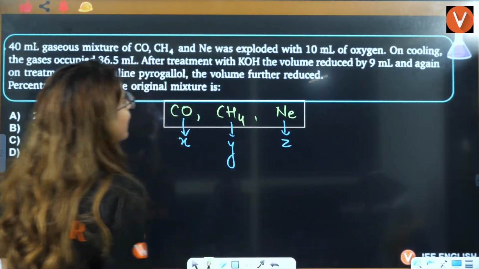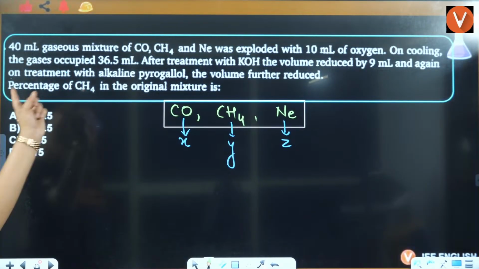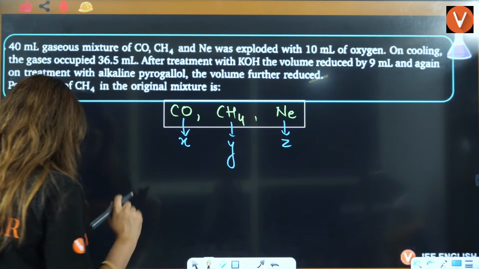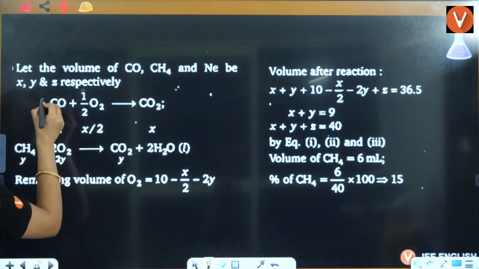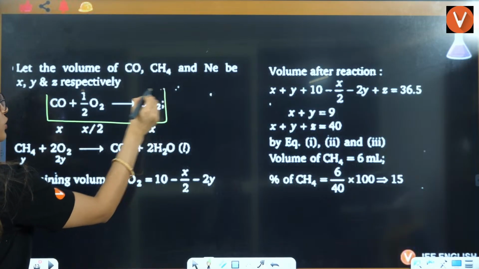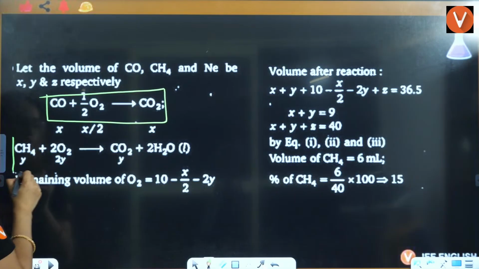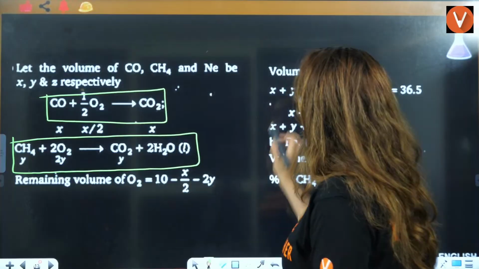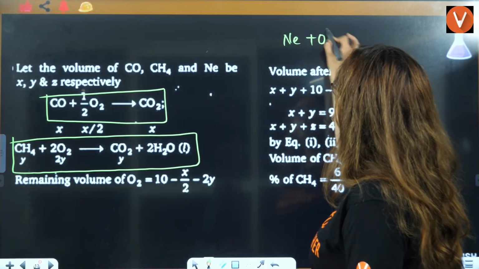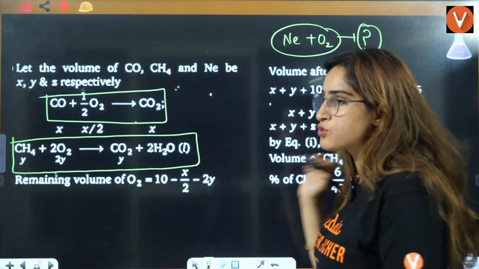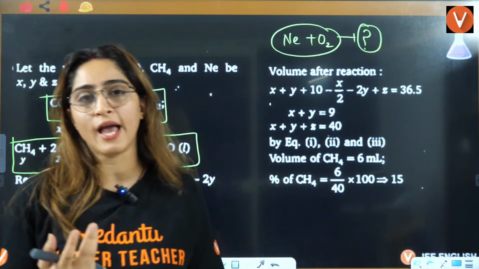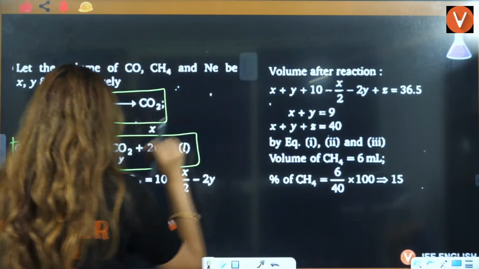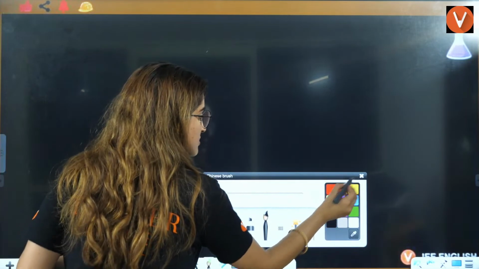Now, they are saying that it was exploded with oxygen. That means this is going to get exploded with oxygen, so we need different reactions for that. CO can explode with oxygen to give CO2, and CH4 can explode with oxygen to give CO2 and H2O, right? But tell me, will neon react or not? Neon is a noble gas, so nothing will happen to neon. Firstly, that should be clear in your head, what are the reactions that will take place.